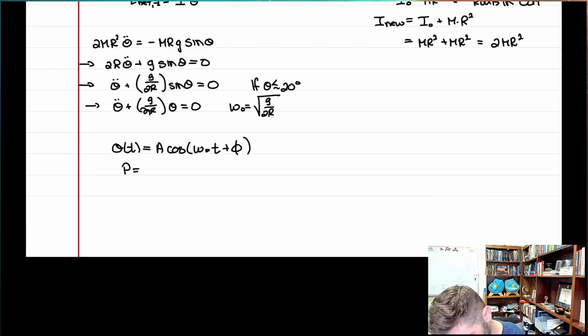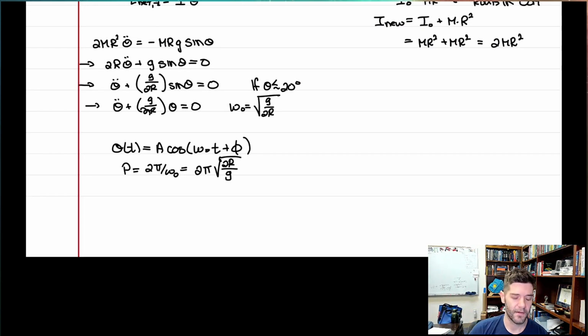Again, what's the period? 2 pi divided by omega, which is 2 pi times the square root of 2r over g. R is units of length, g is units of meters per second squared, so it all makes sense that it has units of time at the end of the day. But notice it's not just L over g, now it's 2r over g.